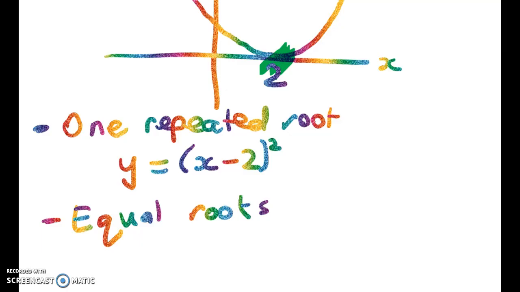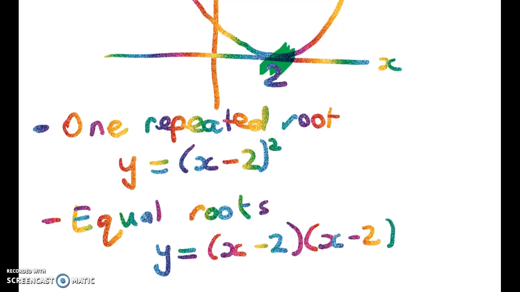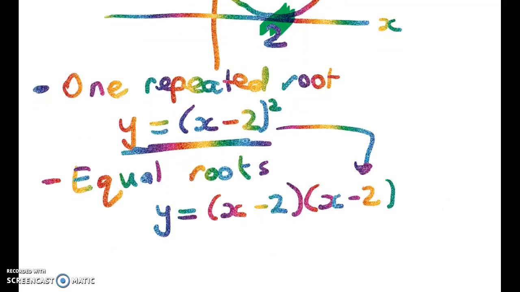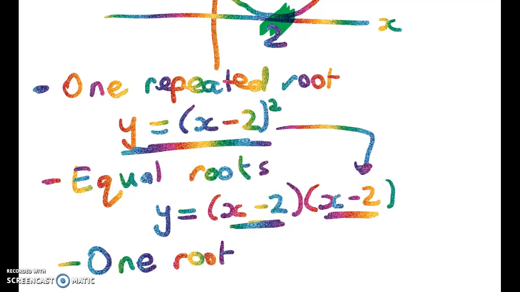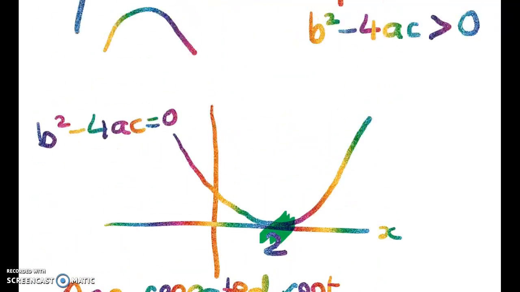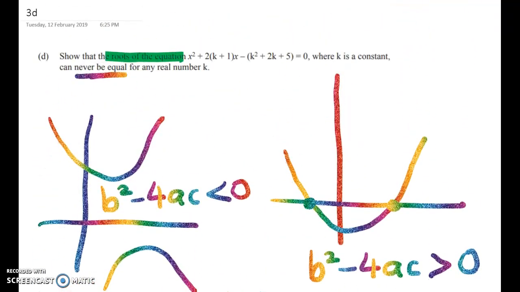Now that wording can put you off, but both of those come from the same idea. That if I wrote this out in expanded form, I'd see that I've got two roots, but I haven't really, because they're both the same. So we either describe that as having one root, or one repeated root, or equal roots. And as I go through the next couple of weeks, I'll probably think of some other wordings that we use, but they're the main ones. And I think that's the hardest part of this question if you're confident with discriminants.